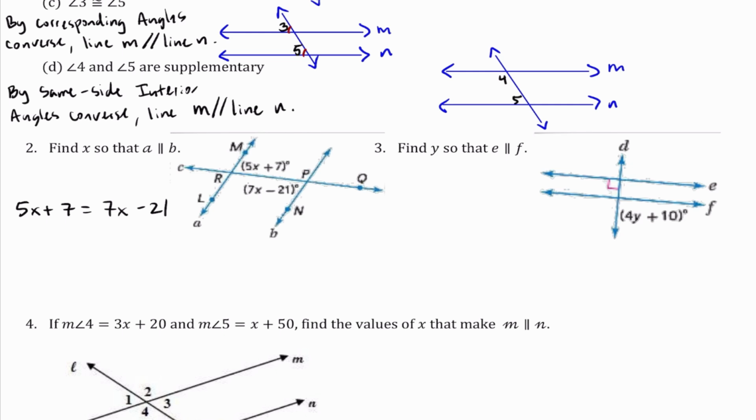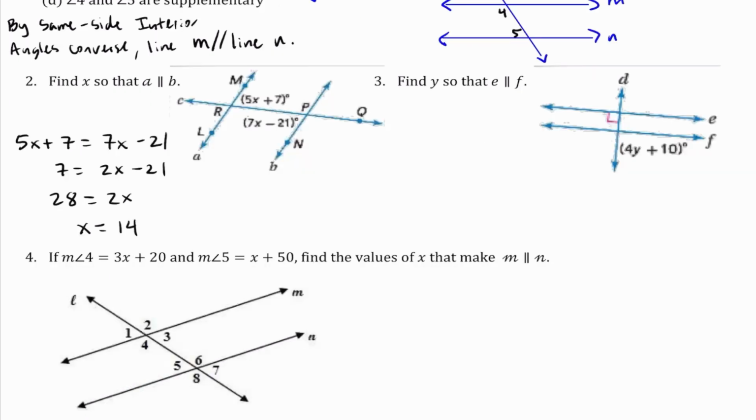So I have 5x plus 7 equals 7x minus 21. I'm going to subtract both sides by 5x. So I have 7 equals 2x minus 21. And then I'm going to add both sides by 21 to get 2x by itself. So I have 28 equals 2x and x equals 14. So my answer is x equals 14.